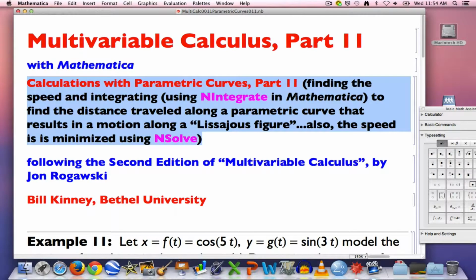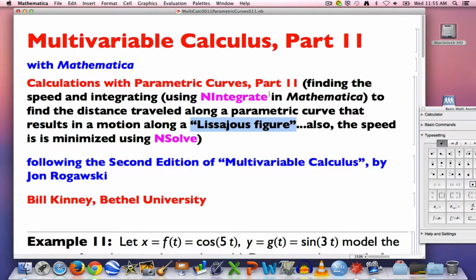And recently we've been using parametric curves to model motion and find the speed and distance traveled for that motion as functions of time. We'll continue that in this video with a more complicated kind of example, something called a Lissajous figure, which you may have seen a physics teacher make for you. We need more commands in Mathematica called NIntegrate and NSolve. Actually, they're not more complicated, they're just new, to help us understand the Lissajous figure that we will see.